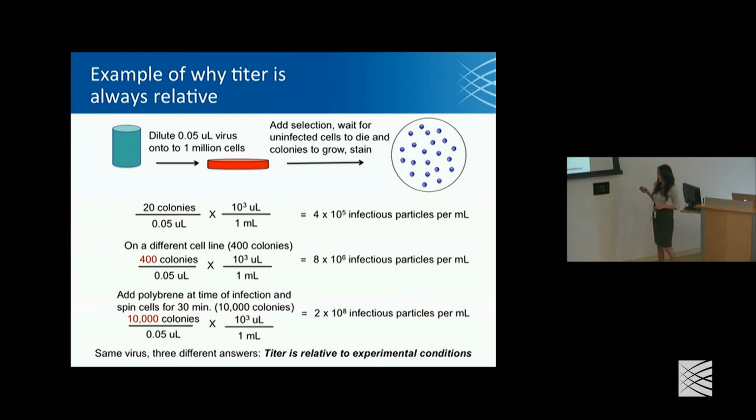Your titer's going up. Say that you added polybrene at the time of your infection and spun your cells for 30 minutes and got 10,000 colonies. Now your titer has gone up exponentially. So with these examples, I'm just trying to say that with the same virus, you're getting 3 different answers. Titer is relative to your experimental conditions.